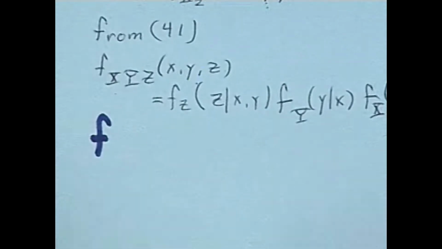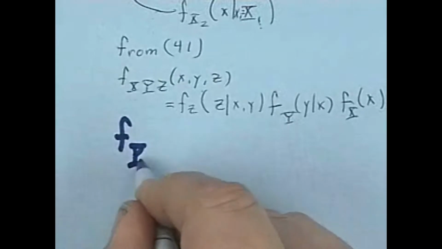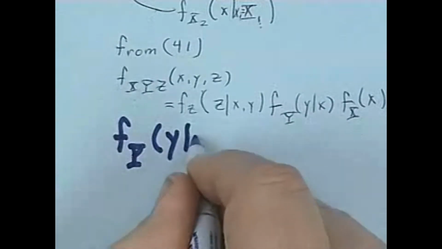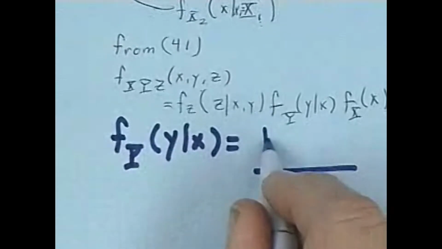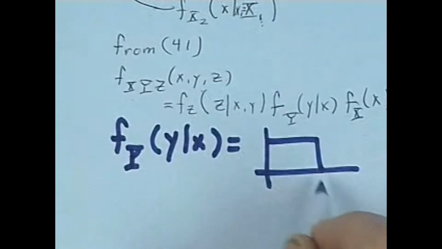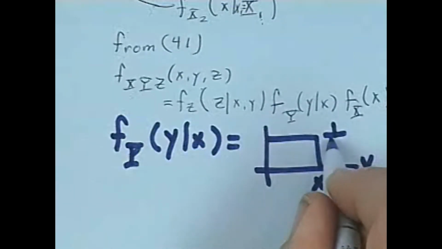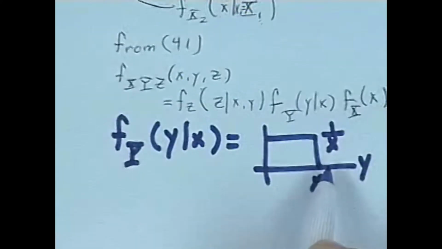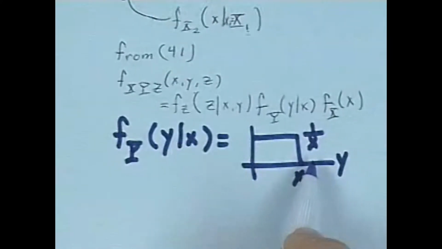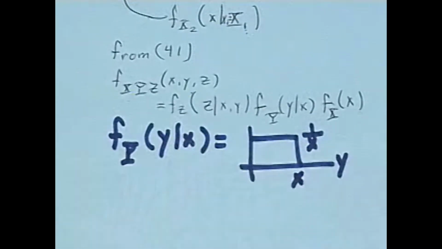Big difference. Okay, what we've just done is we've said that f sub y given x is equal to a uniform density function over the interval from 0 to x as a function of y, so it has a value of 1 over x over this interval from 0 to x as the conditional density function. So this is f sub y of y given x.